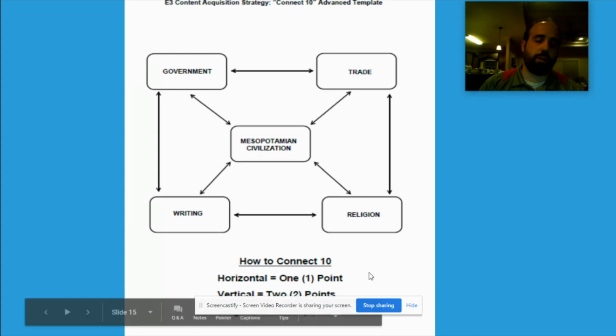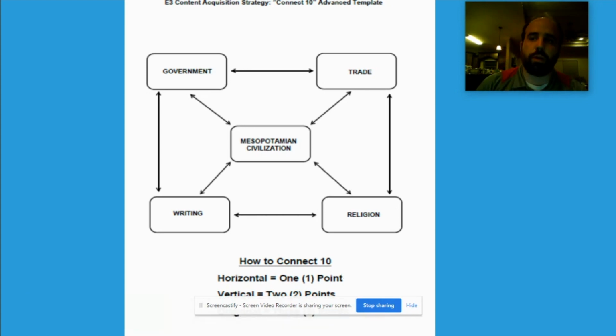Still the goal here is 10, but it's going to require more connections, more thought, a little more rigor in the way this is designed. So this is a way just to up that a little bit. This is a built-in differentiation tool that's been provided here. Obviously, maybe mastery over the basic one before we move to this one. It depends on, again, your students, where they're at.